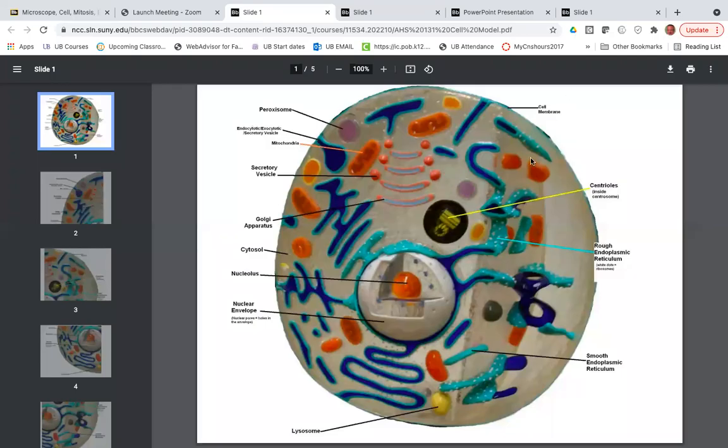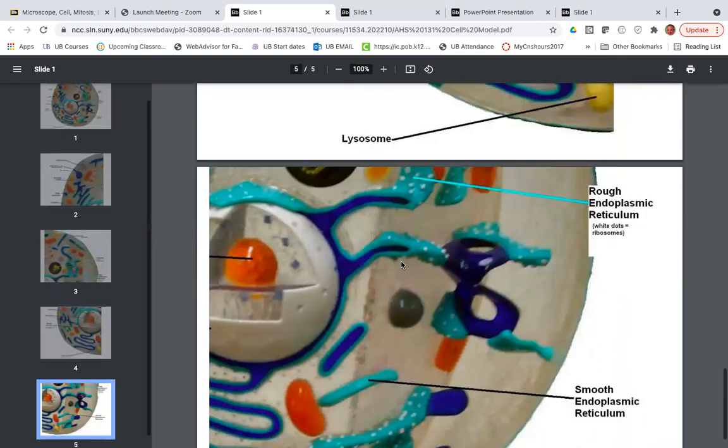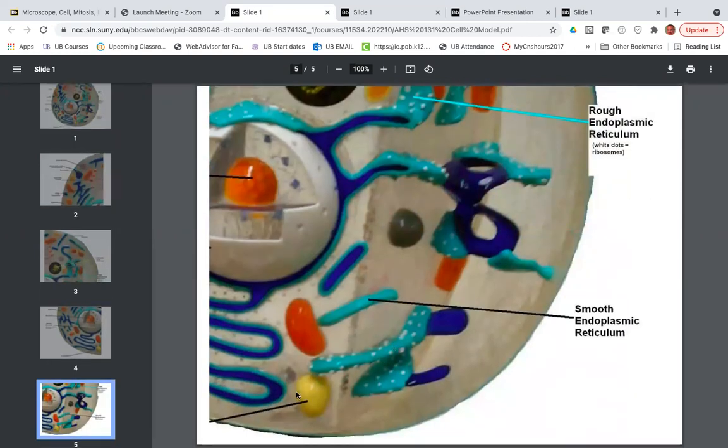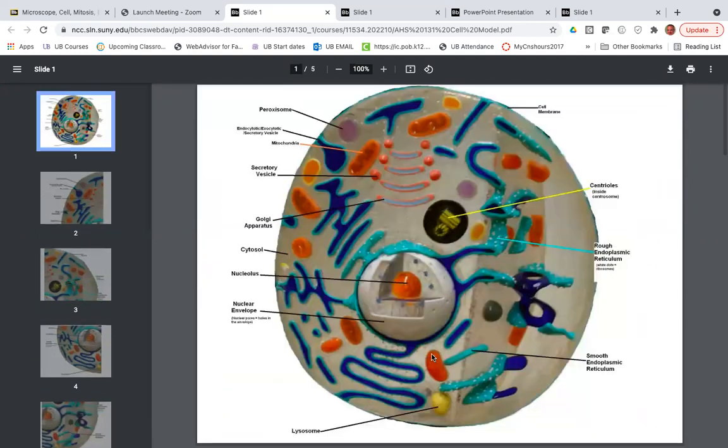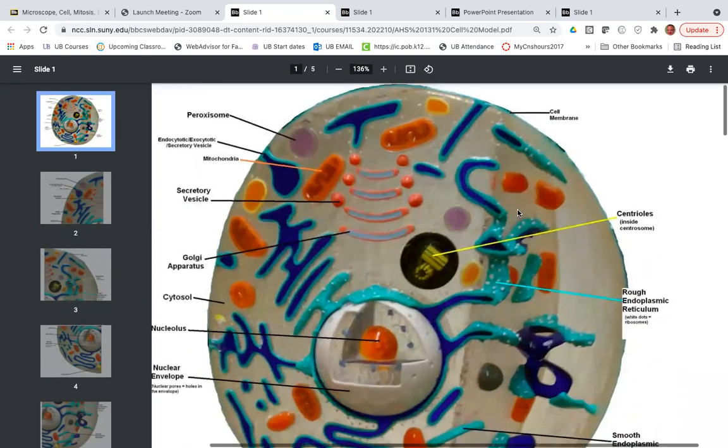In this short video, we're going to be going over the organelles and the different parts of the human cell. This PDF has about five slides to it. So let's zoom in and take a look at some of these structures.